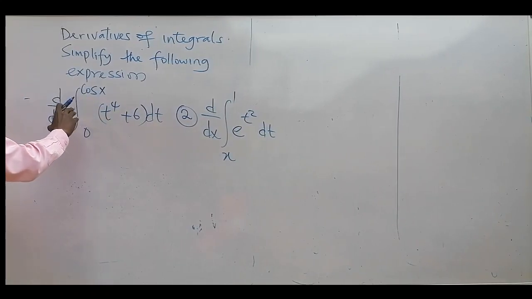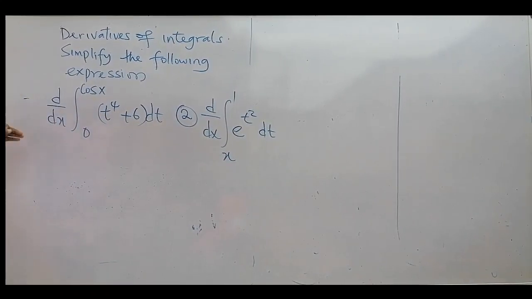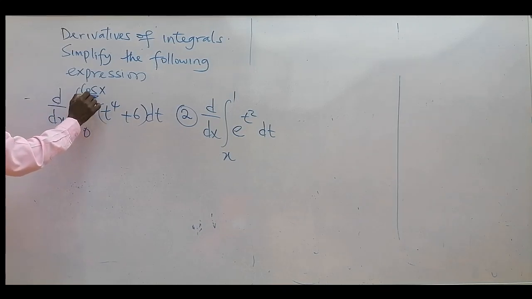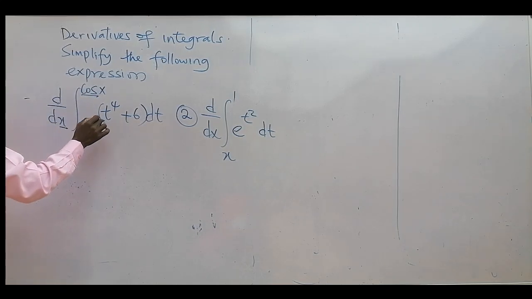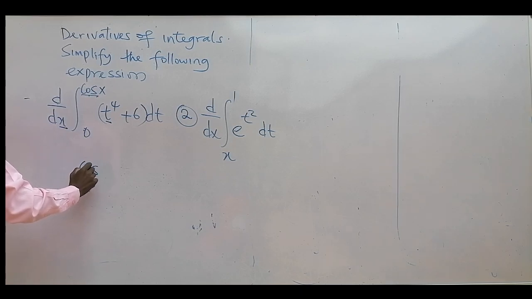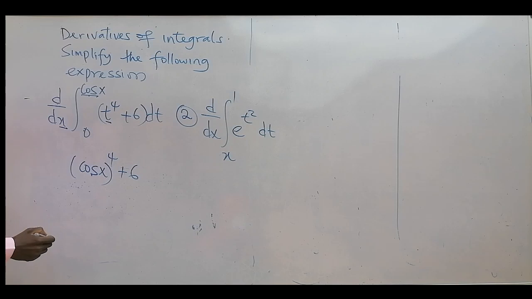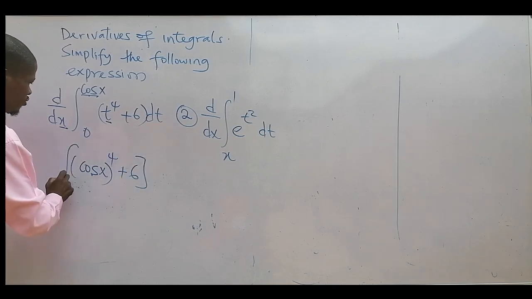For this, we have the following question: simplify the following expression. We have these two questions. Without wasting time, it's a derivative of an integral, very simple. Do your substitutions. But in this case, this one and this one are not the same thing. So let's do the substitutions. Anywhere you see t, you put cos x there. And that will be cos x to power 4 plus 6.